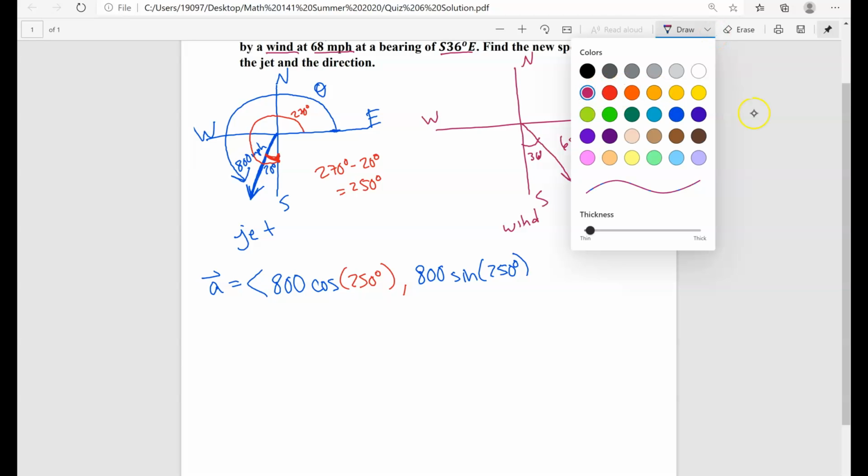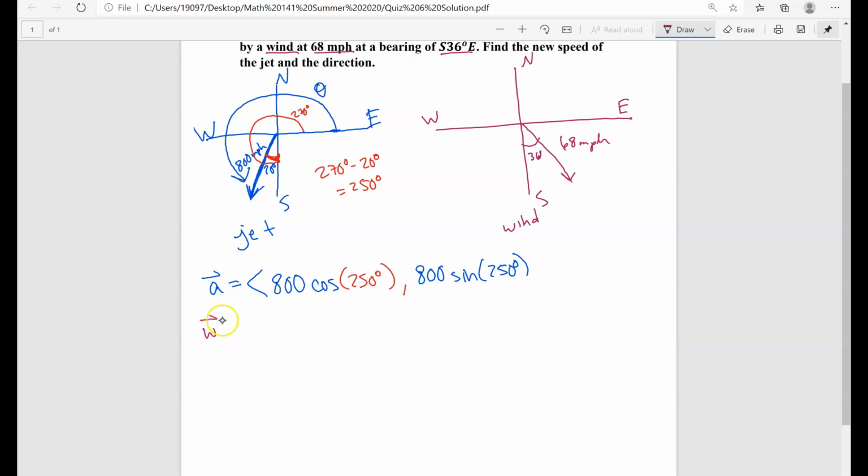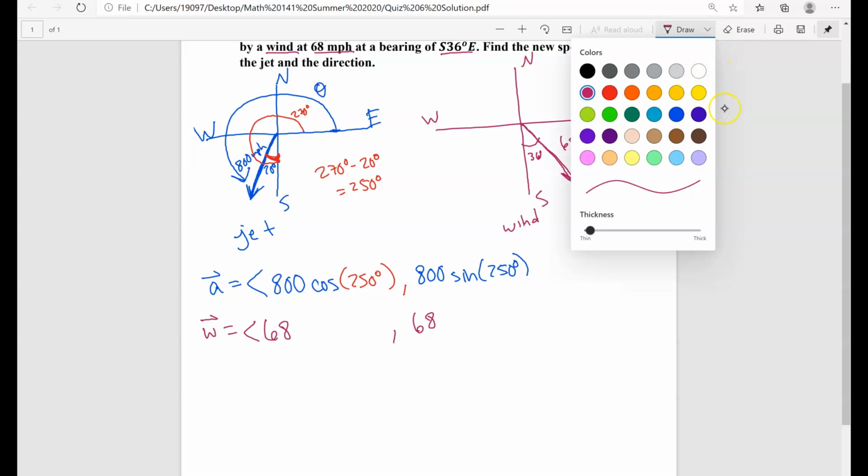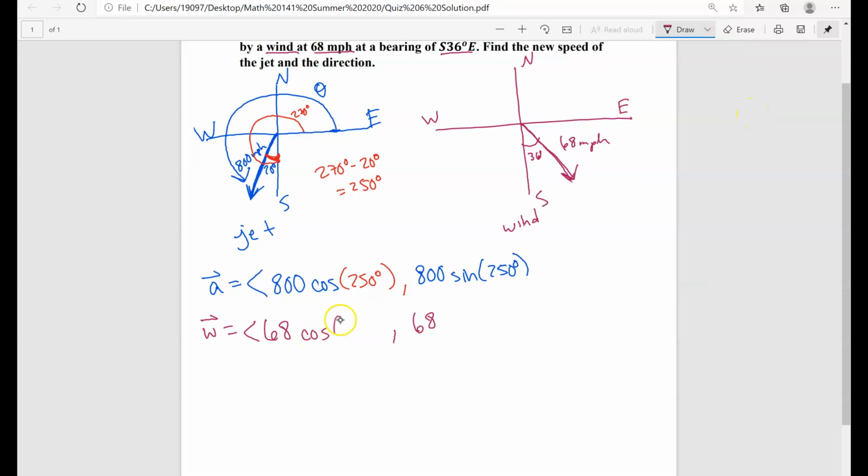And then finally we have this wind vector. This wind vector is going southeast at 68 miles per hour, so that's its magnitude. Now we have to think about what the cosine and the sine of this direction would be.